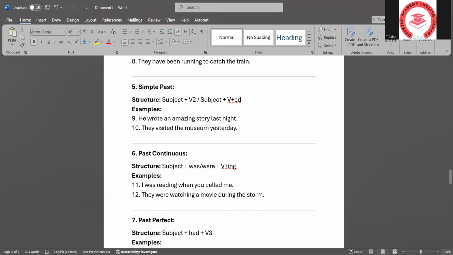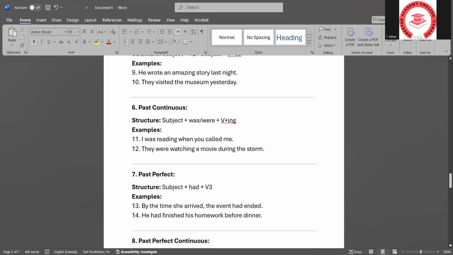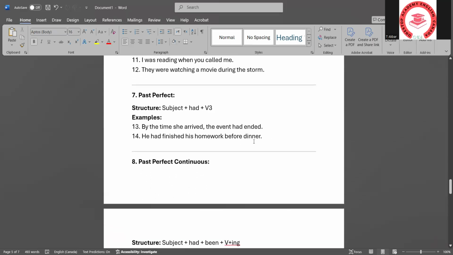Next one is past perfect. Structure is subject plus had plus third form of the verb. Examples are by the time she arrived, the event had ended. Another example is he had finished his homework before dinner.